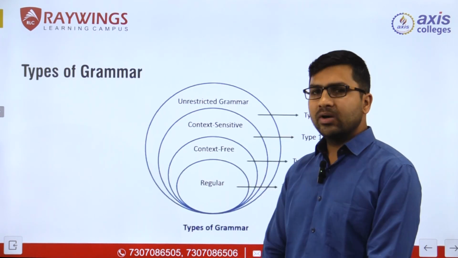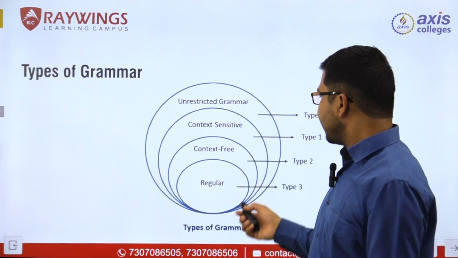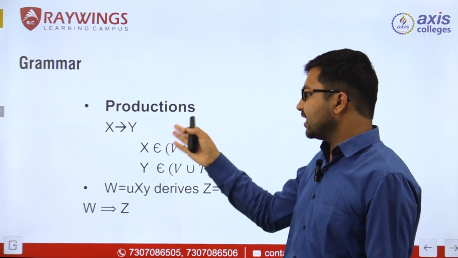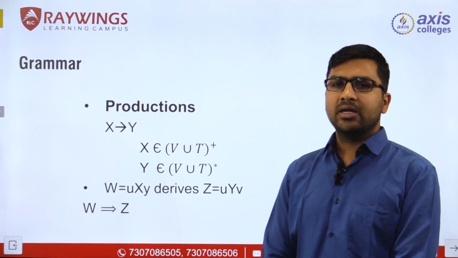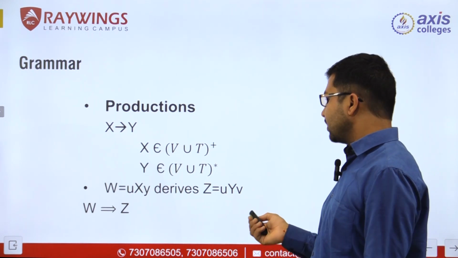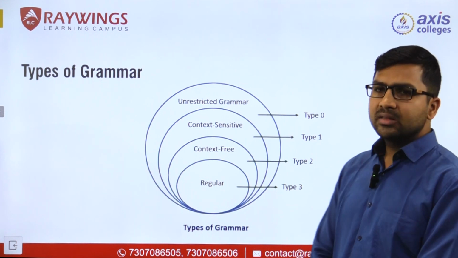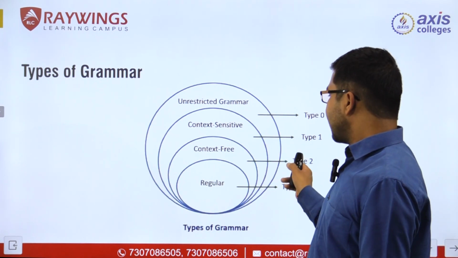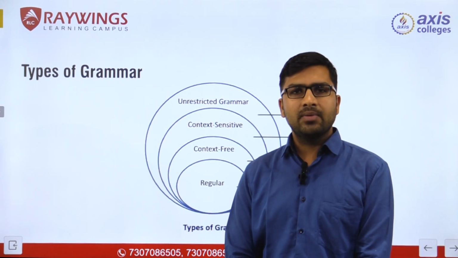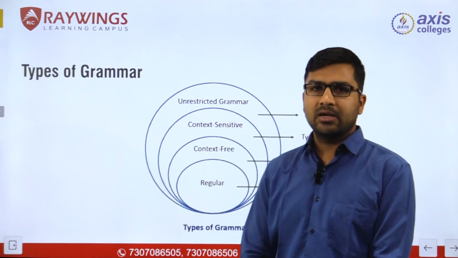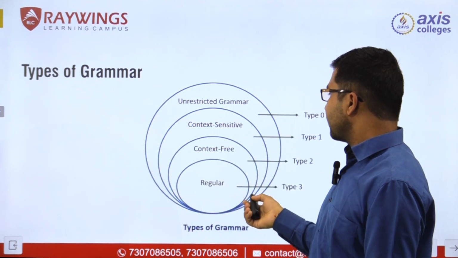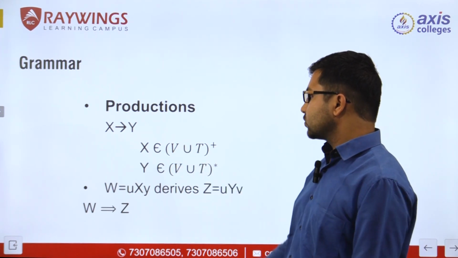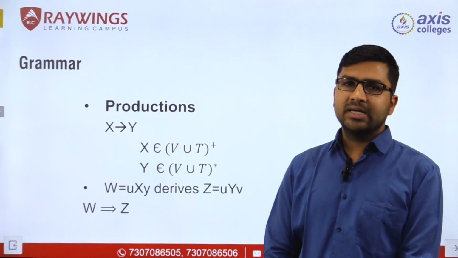In the case of type 1 grammar, in the production X goes to Y, the cardinality of X is less than or equal to the cardinality of Y. This is the condition for type 1 grammar. In the case of type 2 grammar, the left hand side contains only one variable, means X belongs to capital V. The only condition for type 2 grammar is that the LHS contains only one variable, and the right hand side is as in the previous condition, (V union T) whole star. So for type 2 grammar, X belongs to V and Y belongs to (V union T) whole star.